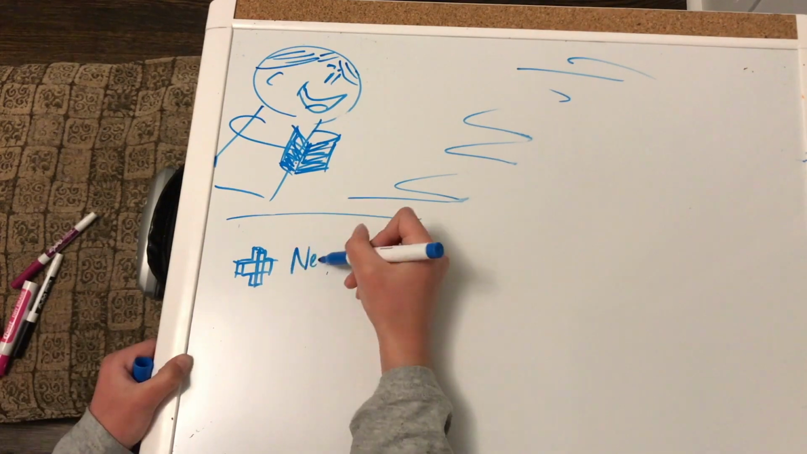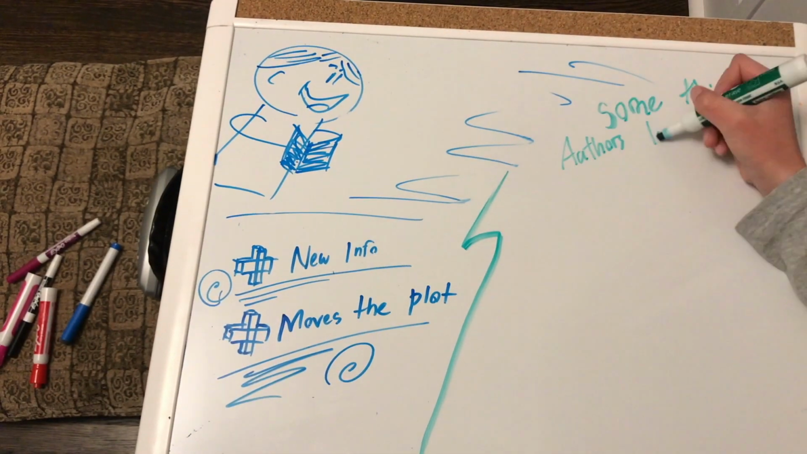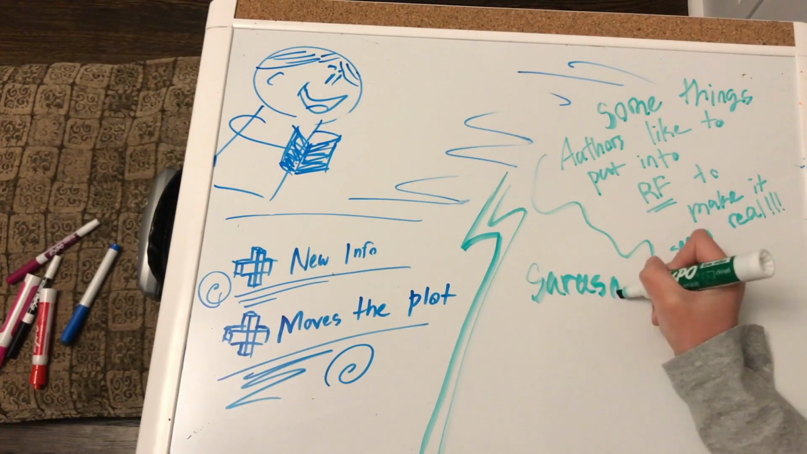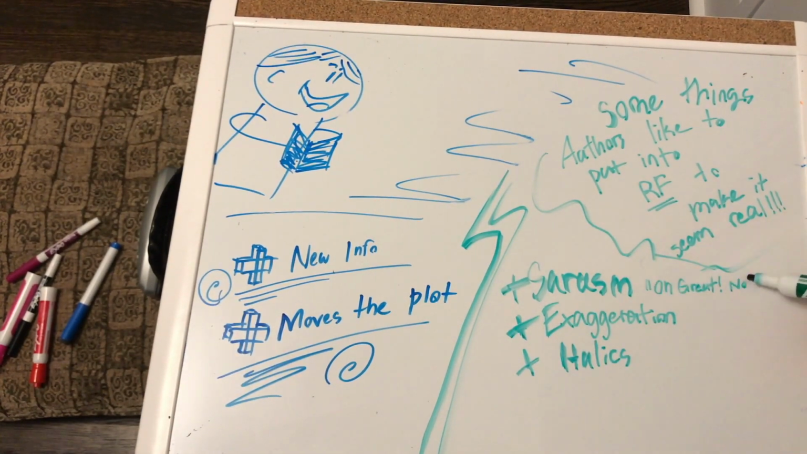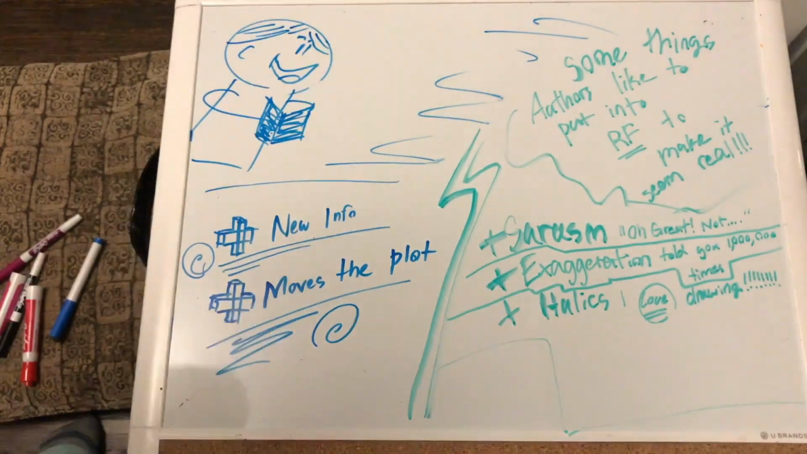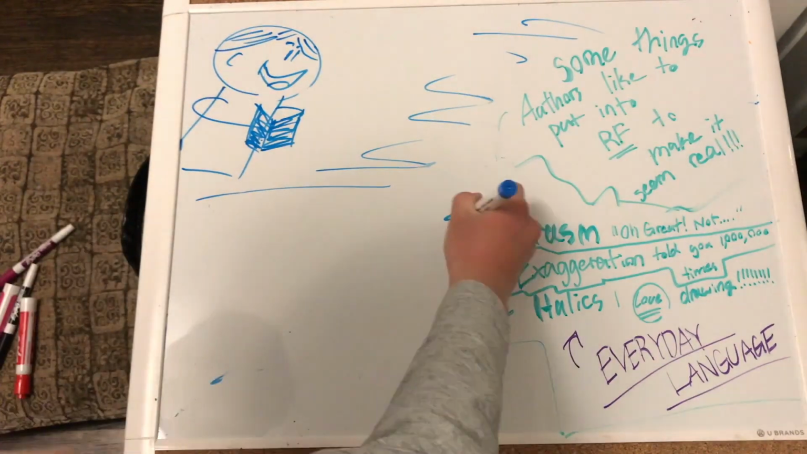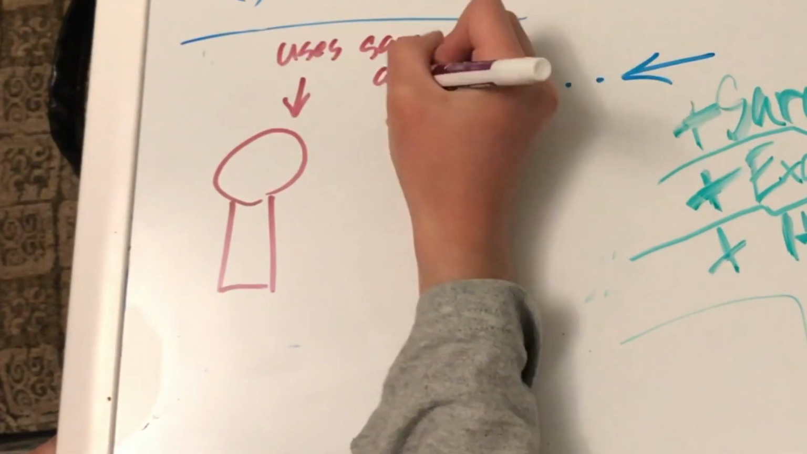Authors also like to use things like sarcasm, exaggeration, and italics to make the characters' dialogue even more realistic. They also give characters this thing called everyday language, which makes the characters sound different from each other because of the way they say different things.